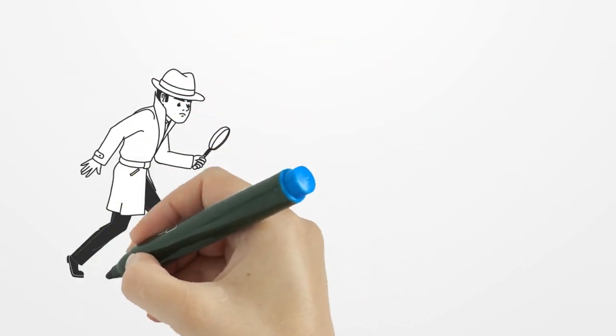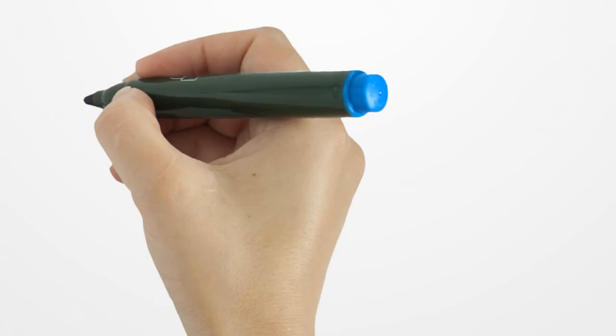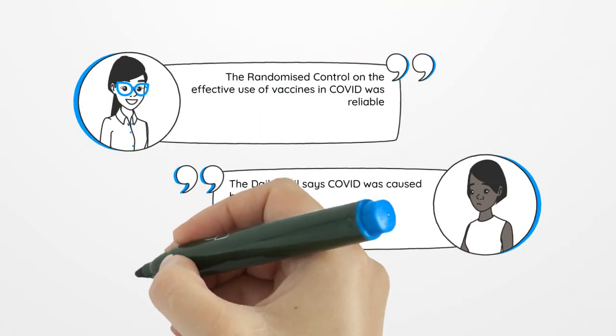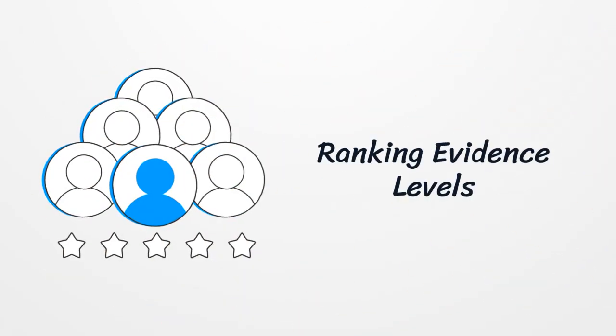Not all evidence is created equal. Some studies give us strong, trustworthy information, while others are weaker and more prone to bias. Levels of evidence help us rank research from the strongest to the weakest, guiding us on what we can trust when making clinical decisions or when justifying points in your essays.